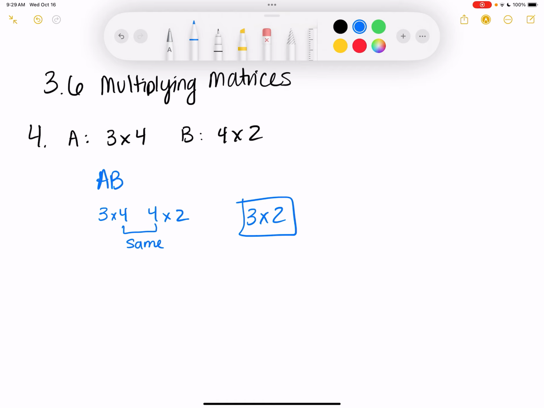Okay. I keep on figuring x is not a multiplication sign. No, it's dimensions. Now, if I were to switch this and say B times A, which is not what this problem says to do, but just for the sake of the problem, then I would have a 4x2 times a 3x4. These are not the same, so it is not defined.